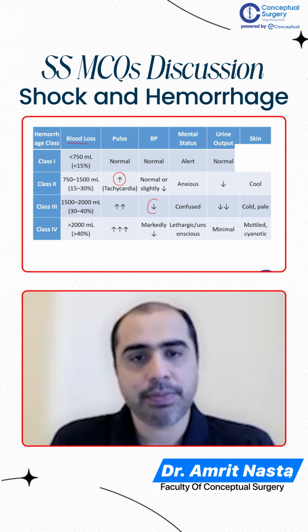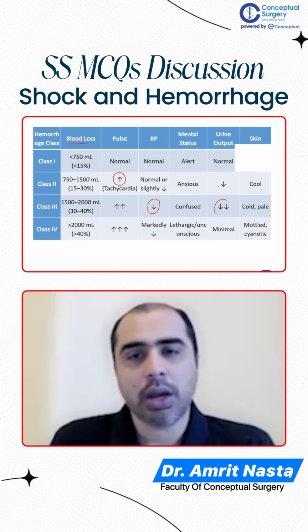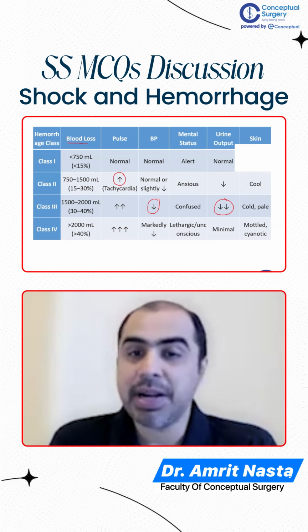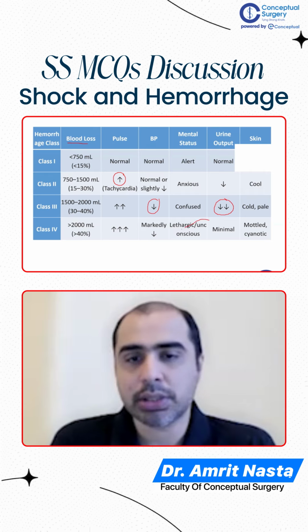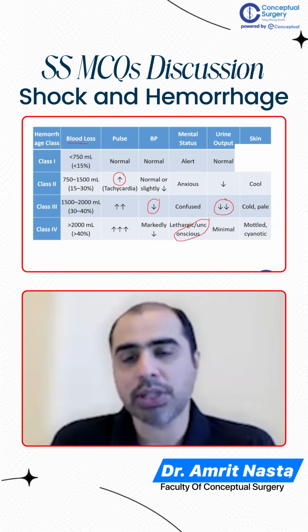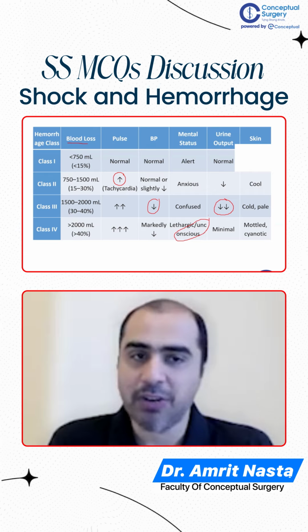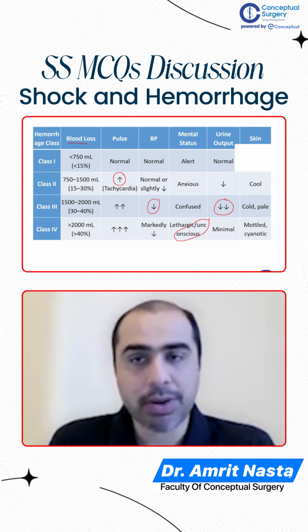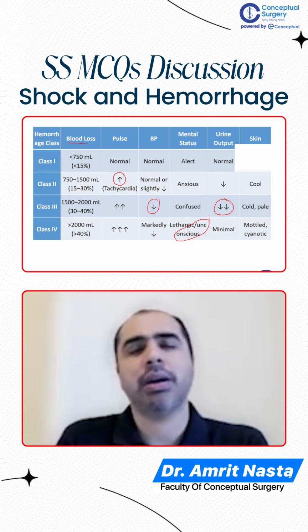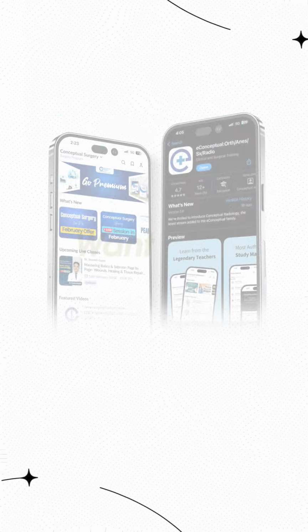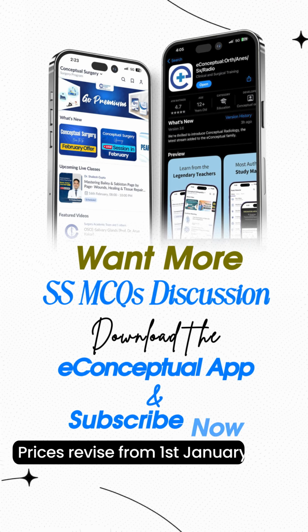Hypotension and oliguria come in class 3 hemorrhage. And a very bad mental state, unconsciousness, profound hypotension, refractory hypotension is going to be class 4 hemorrhage, based on the quantity of blood loss, right? Very important table. You must know this because it's like a low-hanging fruit. You cannot make a mistake in these kinds of questions.